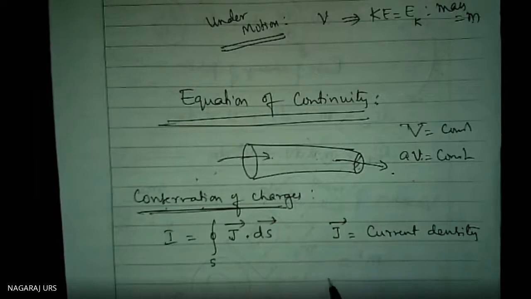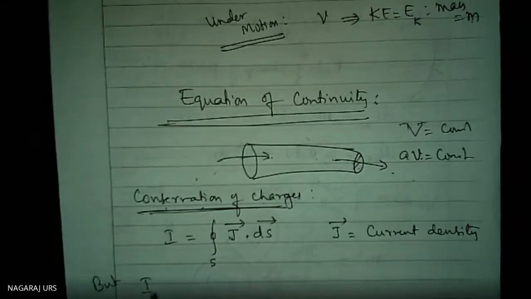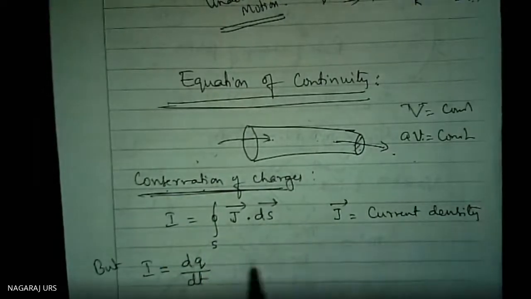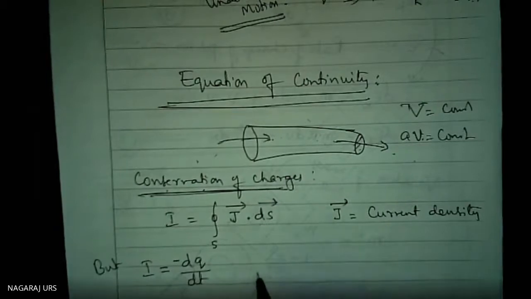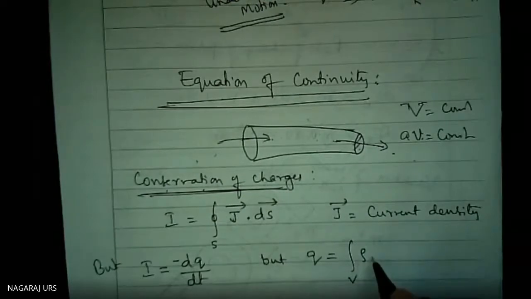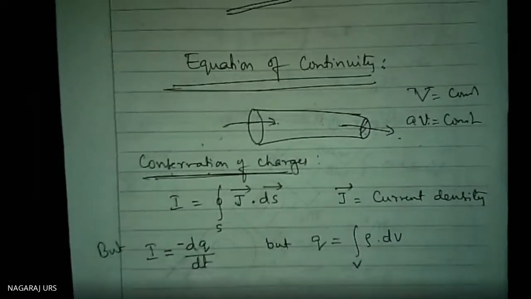Now, we already know the concept here: I is equal to the rate of flow of charges, that means dq by dt. Since the charges are flowing outside, I will put a negative sign. Q is equal to the charge, which is the integration of rho into dV, where rho is the density of charges over a volume.